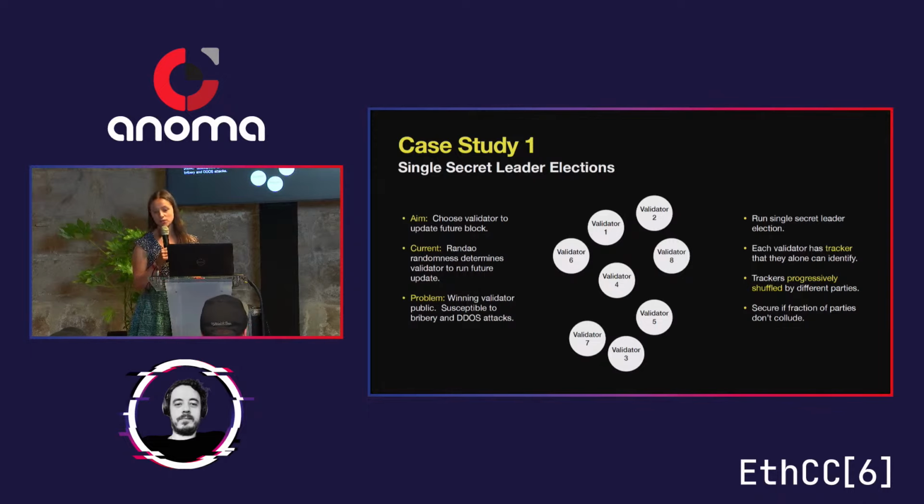And the way that we can solve it is we can run what's called a single secret leader election. Here, every validator has a tracker that they alone can identify. And the trackers, which are kind of encrypted in a way, are progressively shuffled by different parties. At the end of the shuffling process, it will be secure, as in the winner of this shuffle is going to be unknown, provided a fraction of the parties don't collude. Where that fraction is something that is determined by the system.